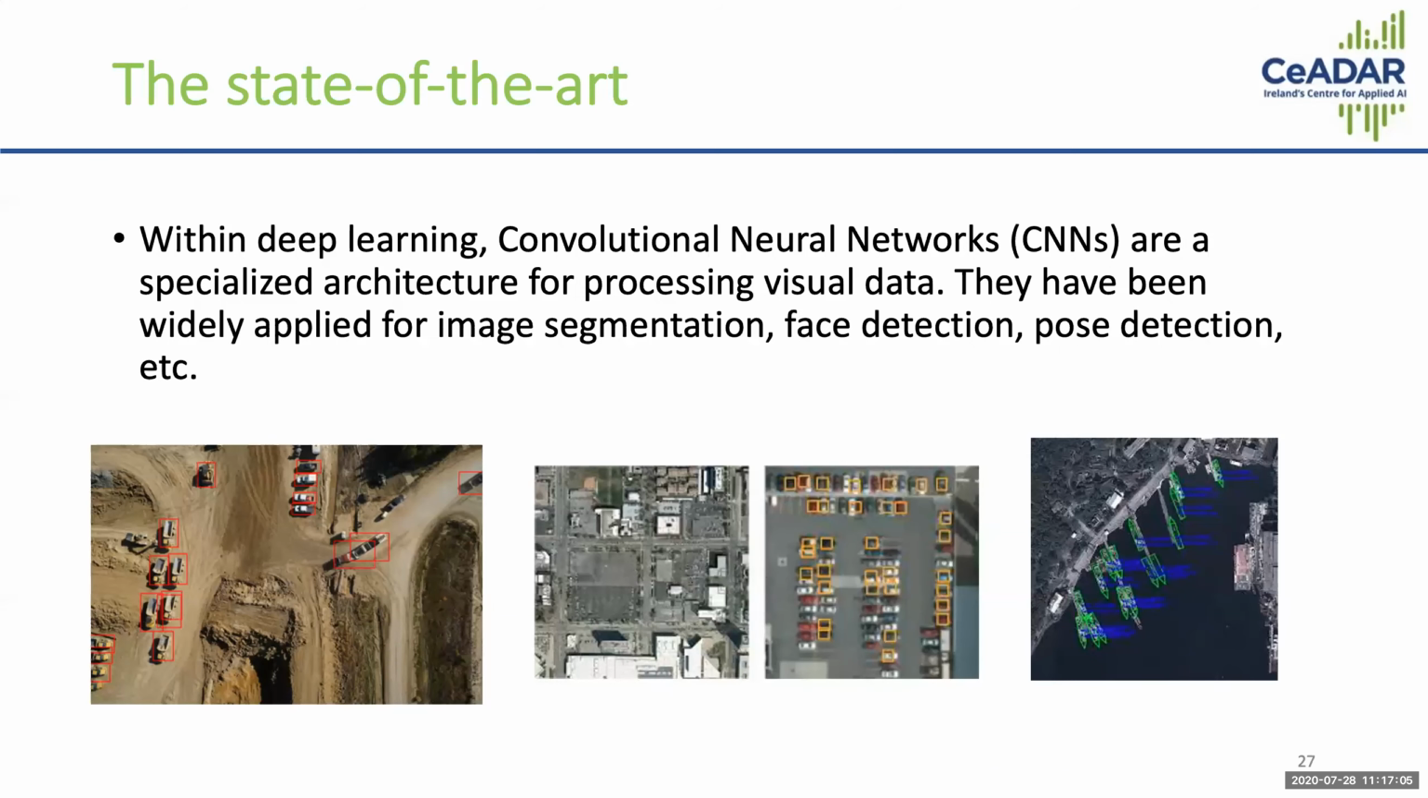And particularly in terms of machine learning applied to Earth observation data, there's a particular approach, convolutional neural networks within deep learning, which is a specialized architecture for processing visual data. And it can be also applied to many other kind of spatial data as well. And these have been widely applied for image segmentation, face detection, and pose detection in the general image analytics and image analysis sphere. And we're doing a particular focus in this project on using convolutional neural networks in our demonstrator.